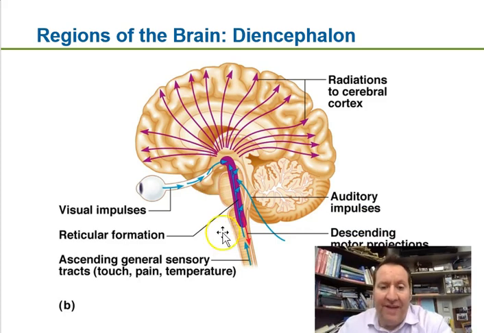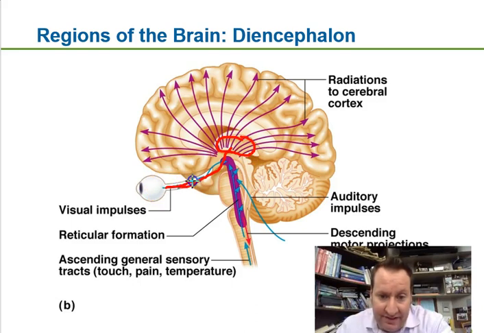So the thalamus acts like a relay station for sensory impulses, is what it's going to do. Sensory information is going to come into the brain via a sensory neuron. And then your thalamus, which is hanging out right here, routes the sensory information with the correct association neuron and takes it to the correct region of the brain to be interpreted.